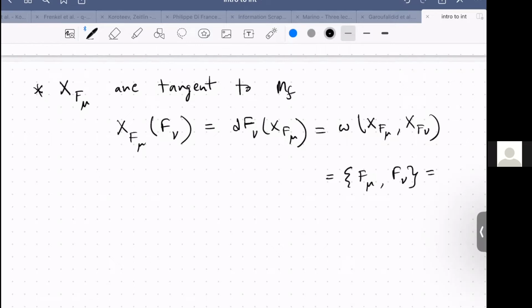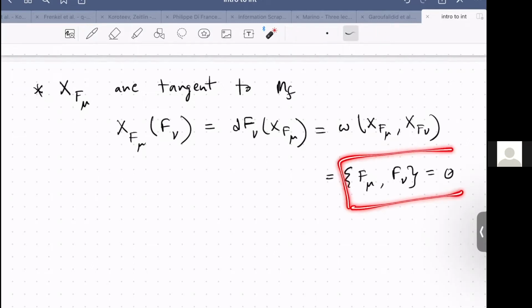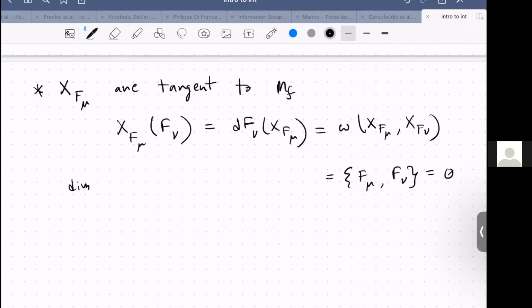And this was already given to us as 0. So this condition now means that these Hamiltonian vector fields are tangent to the level curve. And in fact, these are all the tangent vectors to the level curve, meaning that they span the tangent space, because the level curves were defined by D equations in a 2D dimensional space. So the dimension of the level curves themselves was D. So dimension of MF equals D.